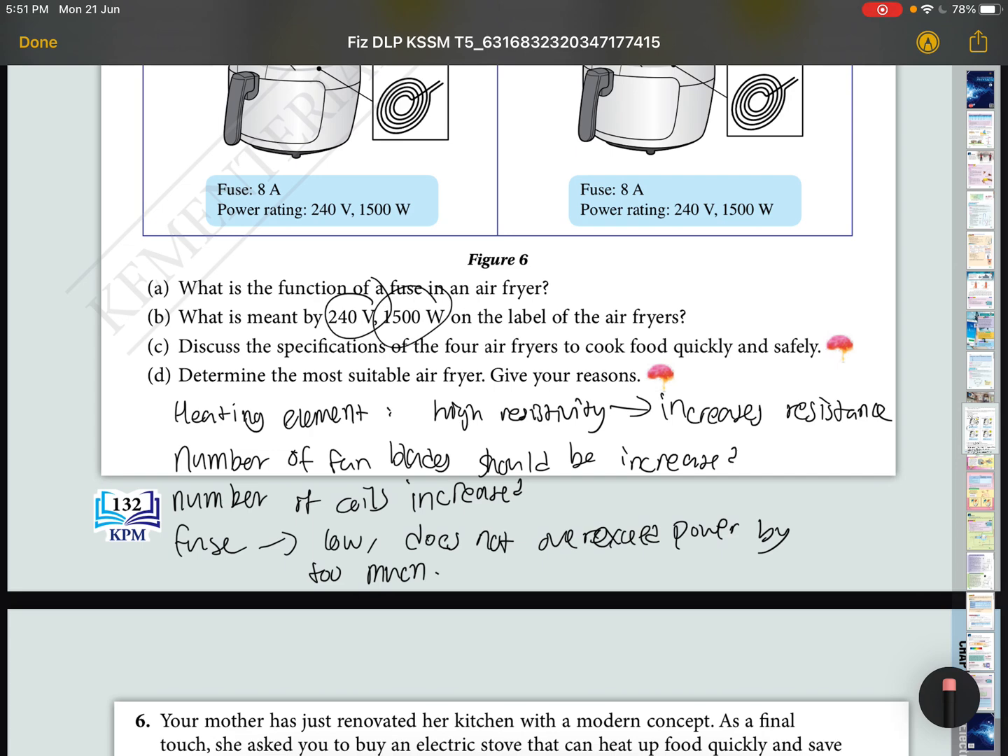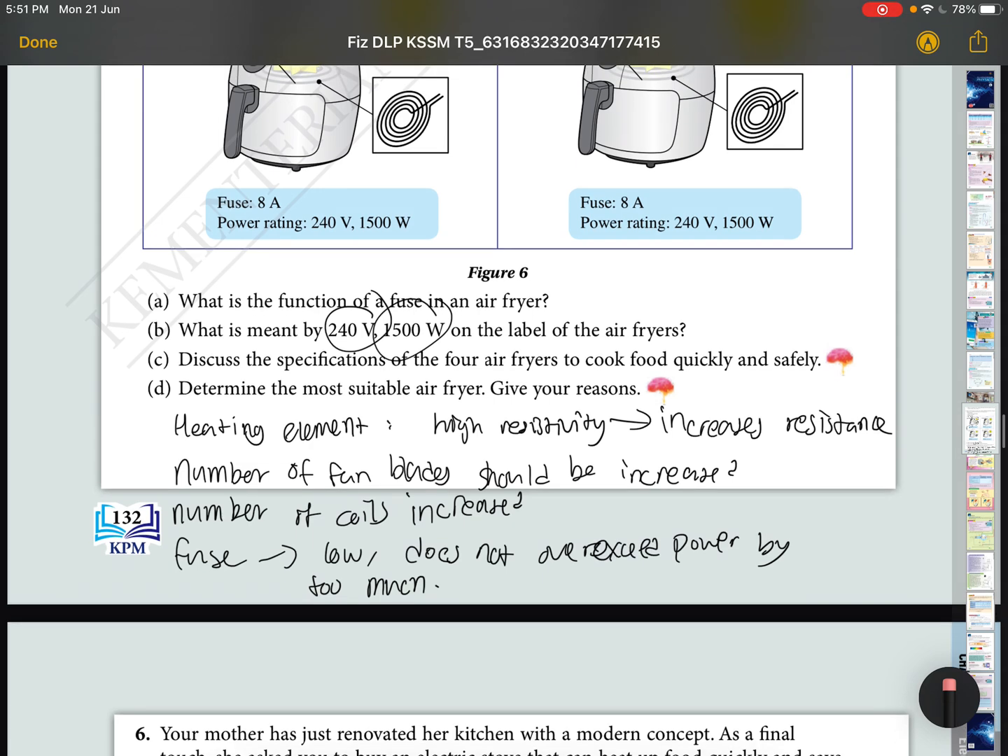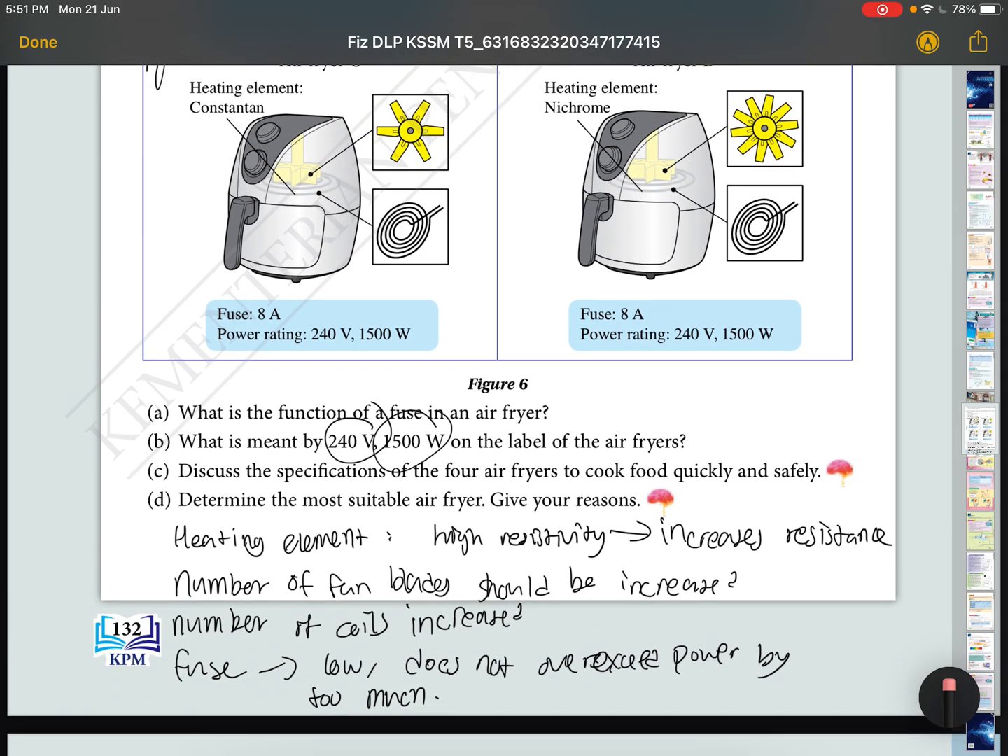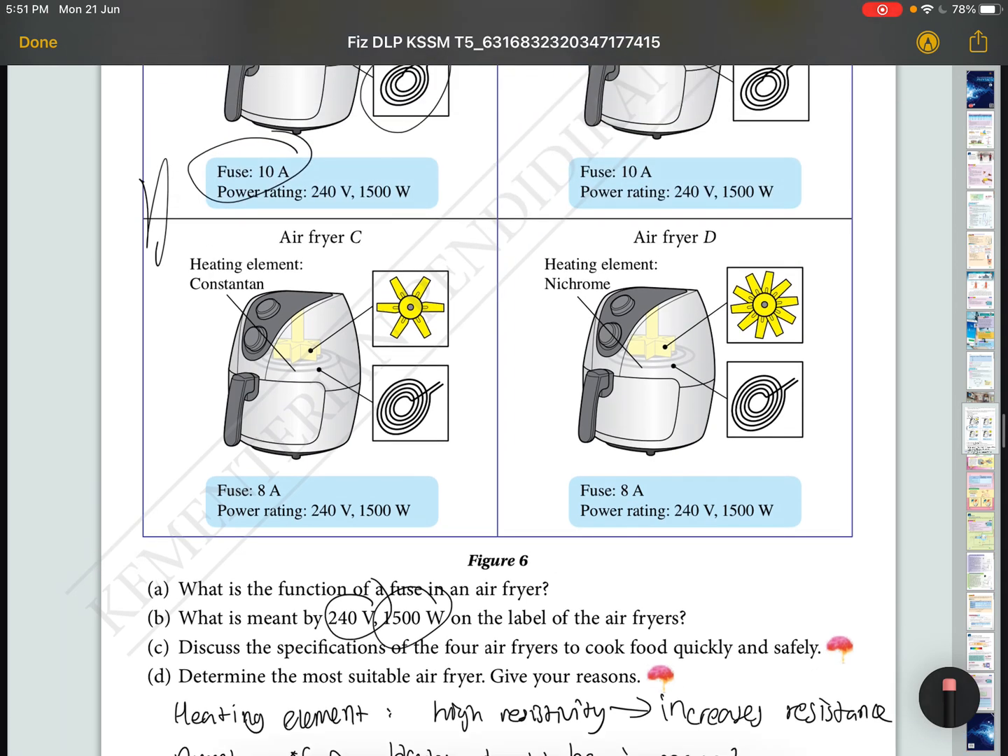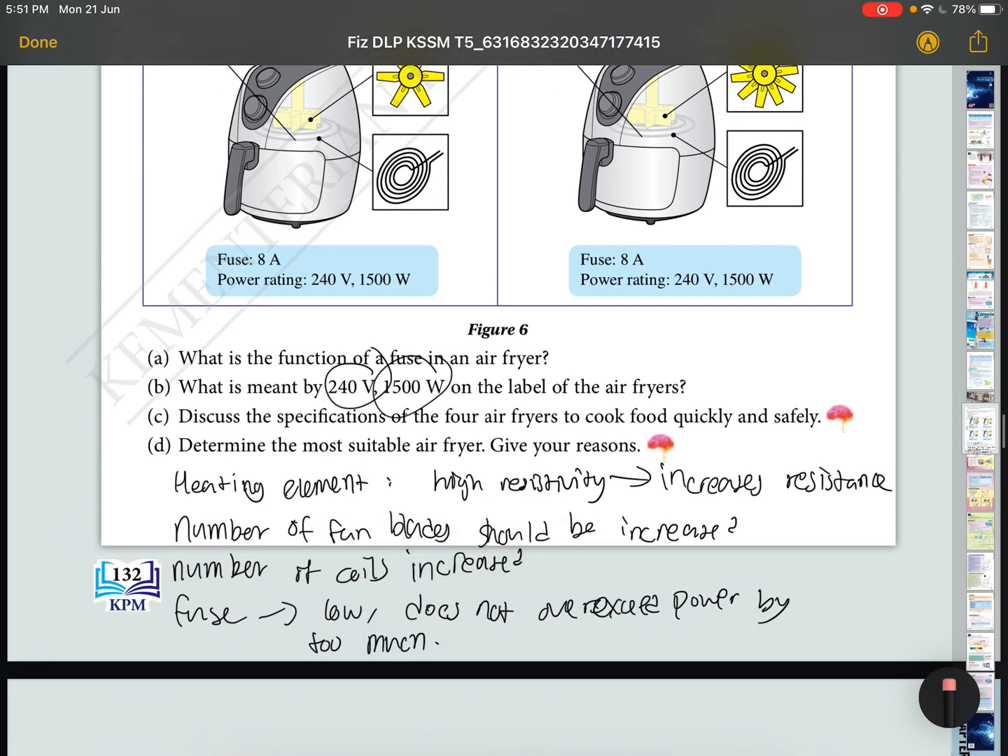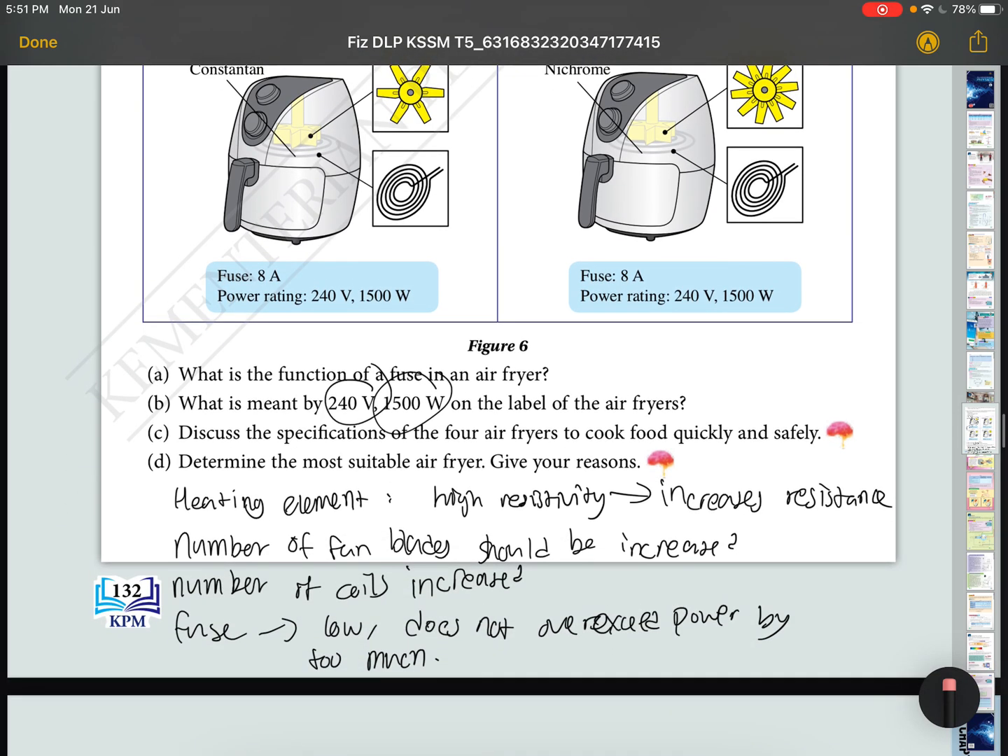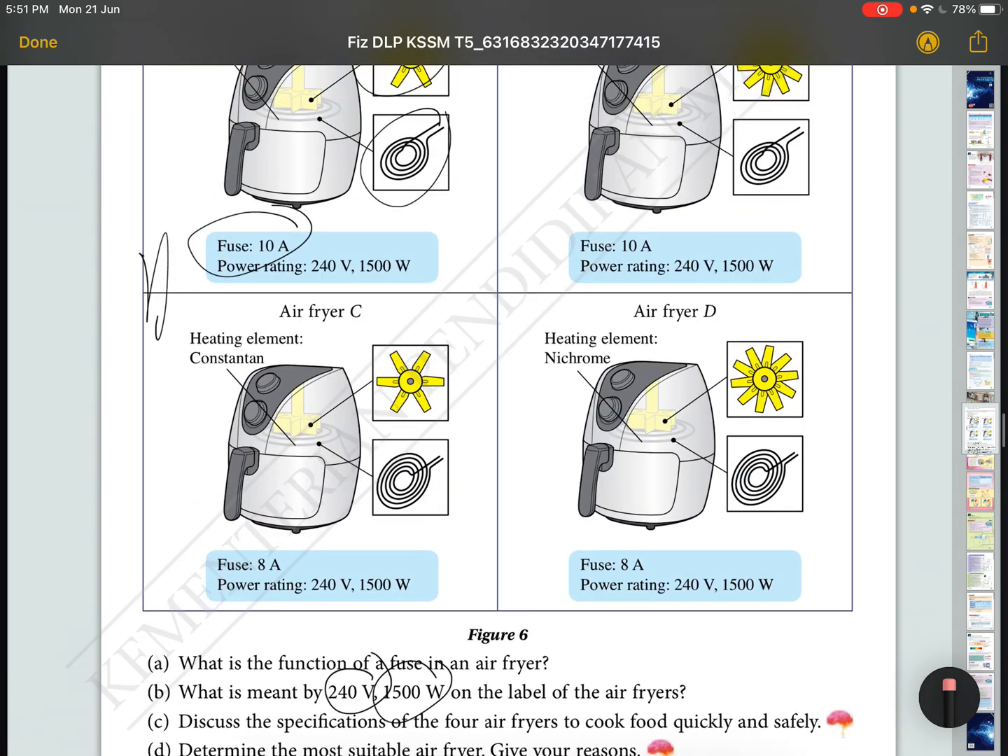What do I mean by this? When you want to answer this question, you have to mention all of these four elements because the items have similar characteristics but have a main difference in these four. Heating element: normally, you need to choose nichrome because nichrome has a high resistivity. Constantan is okay, but if you're comparing constantan and nichrome, you need to choose nichrome because nichrome has twice the resistivity of constantan.